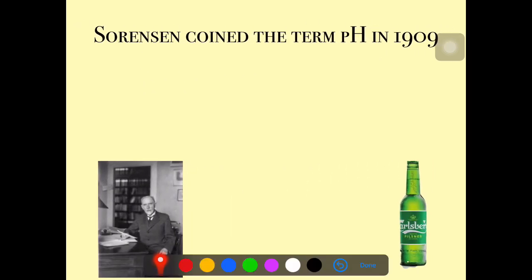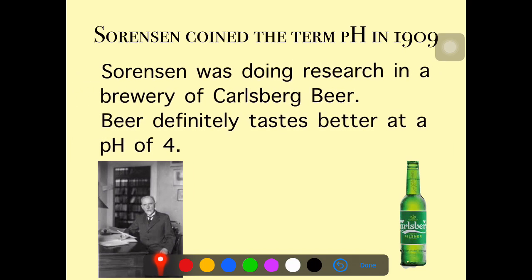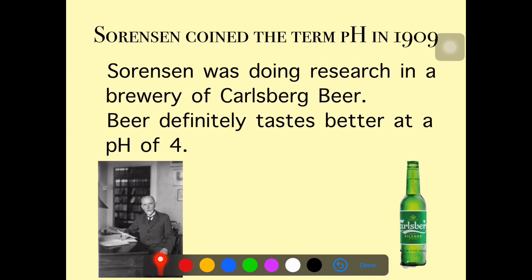Now the pH term was coined by this Dutch scientist Sorensen in 1909. So he was working in a brewery of Carlsberg beer and he needed to express the acidity or the alkalinity of the beer in order to improve its taste, and hence he designed the pH scale. Many of you may wonder what P in pH stands for. So it was not documented when Sorensen proposed the pH scale. However, many scientists claim that the alphabet P out here stands for potential. So pH stands for potential of hydrogen ion concentration in the solution.